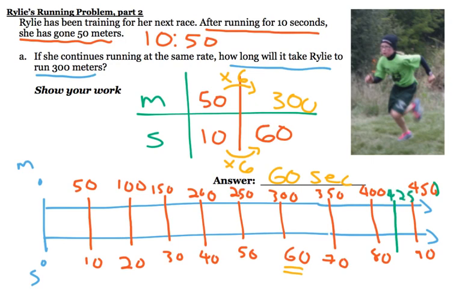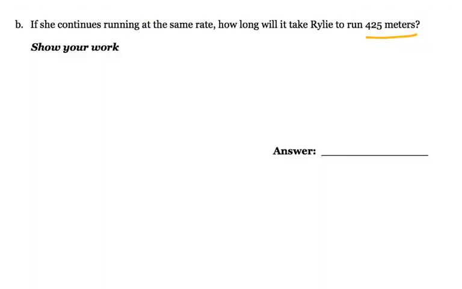I know Christian's always asking me these hard midpoint questions. 425 is the midpoint of 400 and 450. It's right in the middle. And then down here, what's exactly between 80 and 90? Well, that would be 85. So that's one way that you could have figured that out. It would take Riley 85 seconds.